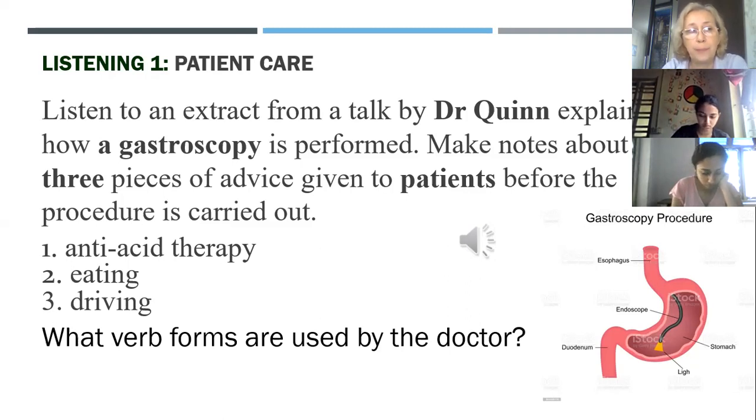First of all, will you tell me, is this procedure described to a patient or to a colleague? To a colleague, yes, exactly. Okay, have you made the notes about these 3 pieces of advice, or do we need to listen for the second time? Yes, ma'am.